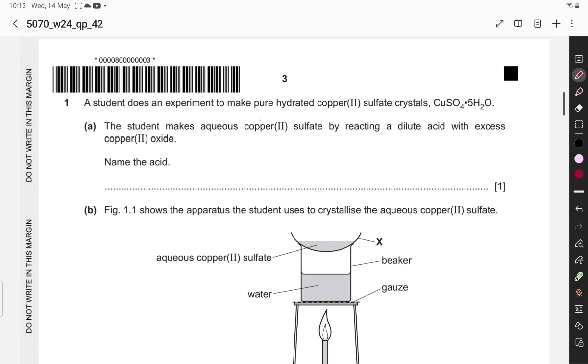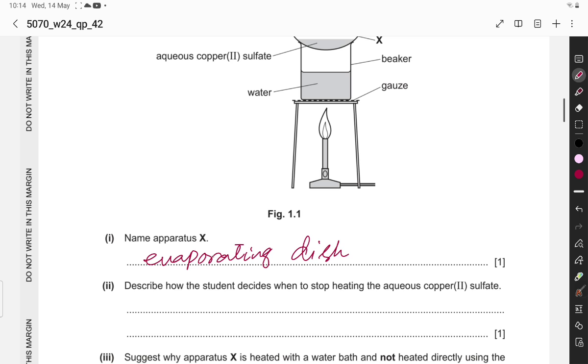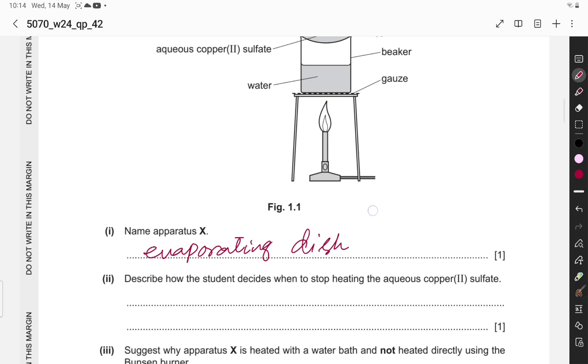A student does an experiment to make pure hydrated copper(II) sulfate crystals. The student makes aqueous copper(II) sulfate by reacting a dilute acid with the excess copper(II) oxide. Name the acid. This is dilute sulfuric acid. Figure 1.1 shows the apparatus the student uses to crystallize the copper(II) sulfate. Name the apparatus X. This is an evaporating dish.